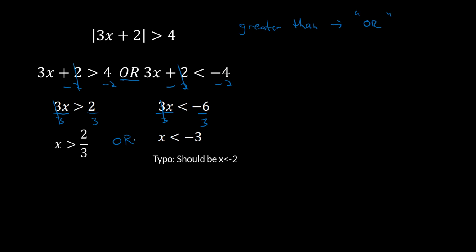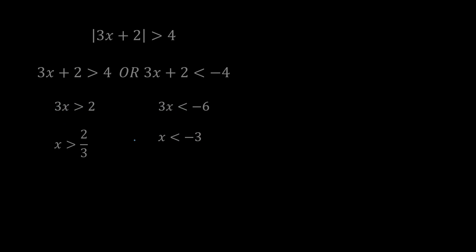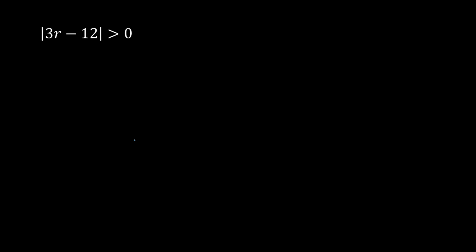I'm going to show you one more with the greater than sign, because this one is kind of a weird one. And here we see 3r minus 12 is greater than 0. So first off, it's already isolated. The absolute value is by itself. And so all we need to do is set up our two cases and then solve.